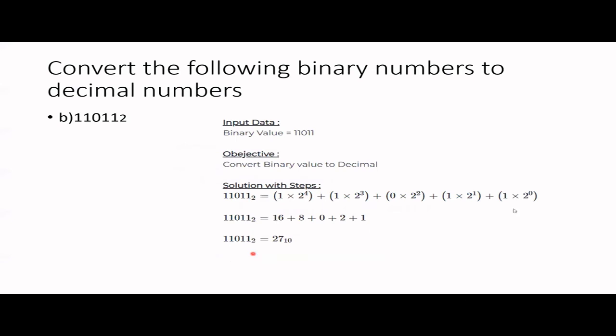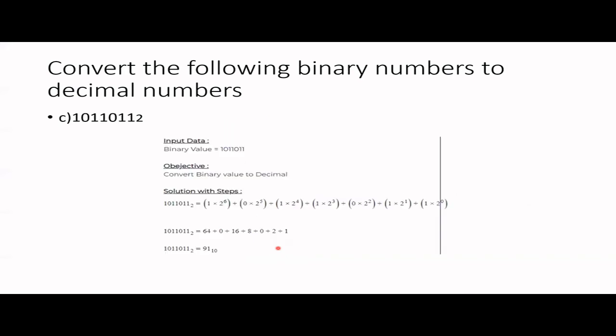11011, right? Here also write the weighting factors: 2 to the power 0, 2 to the power 1, 2 to the power 2, 2 to the power 3, 2 to the power 4. Here only one 0, so all the rest we have to calculate. So here it's 1 into 1, 1 into 2, 0, you can skip, 1 into 8, 1 into 16. Add all of them, and you will get the answer as 27.